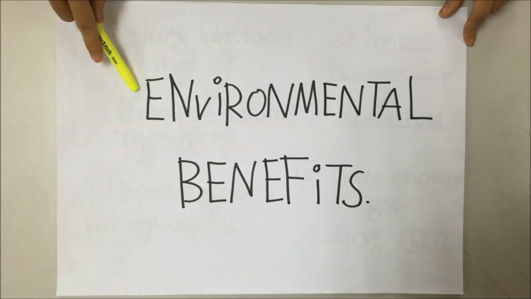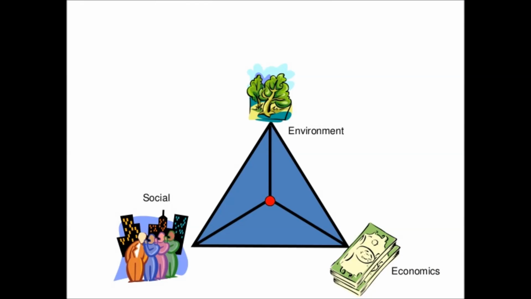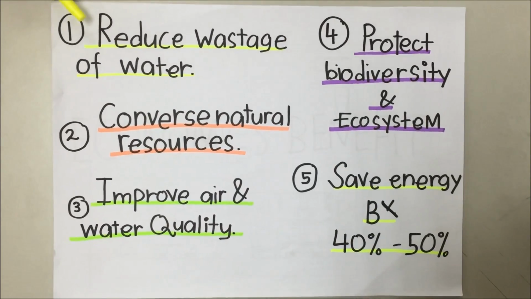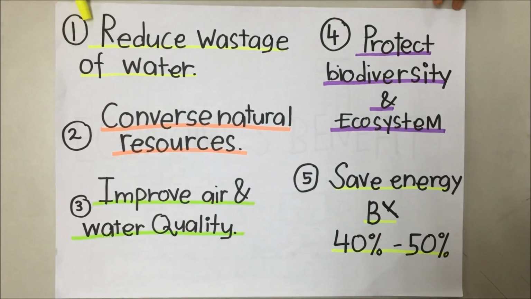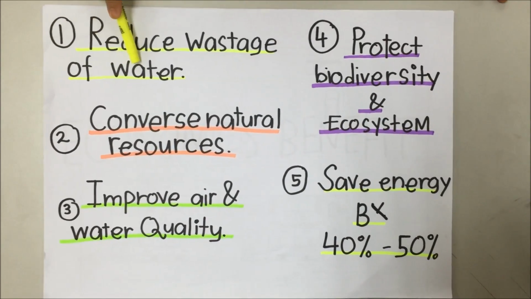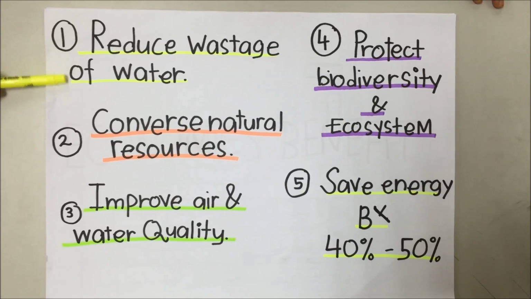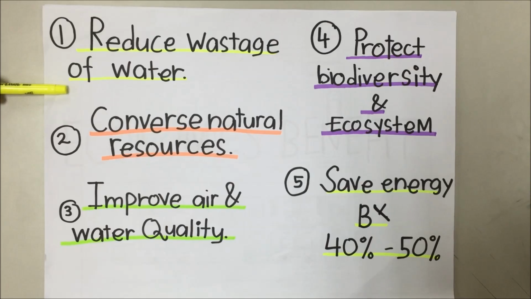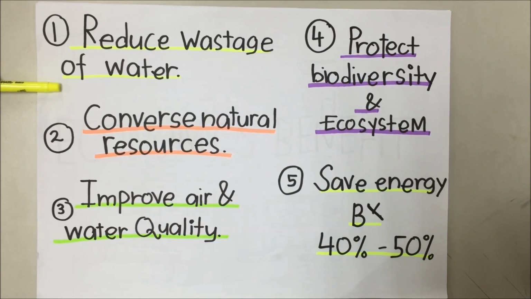Next are the benefits of green buildings. First, environmental benefits. Reduce the wastage of water, since all the water from the rainfall will be collected and directly transferred to the green tree. It is known as the water harvesting tank.